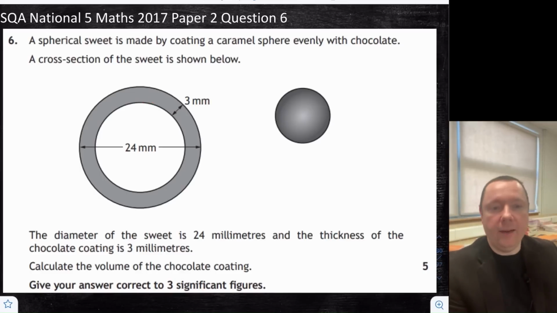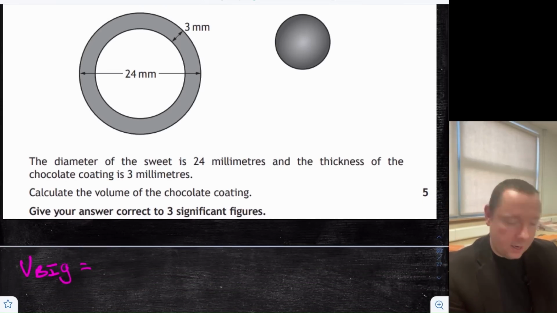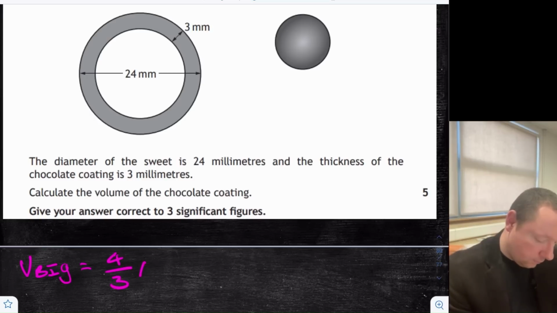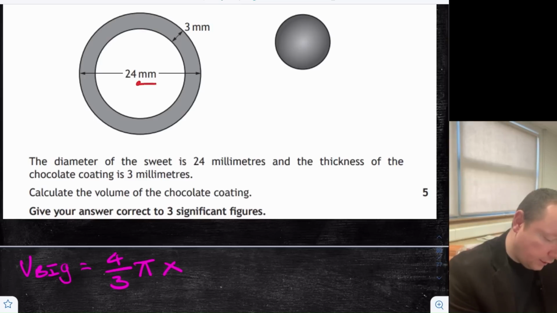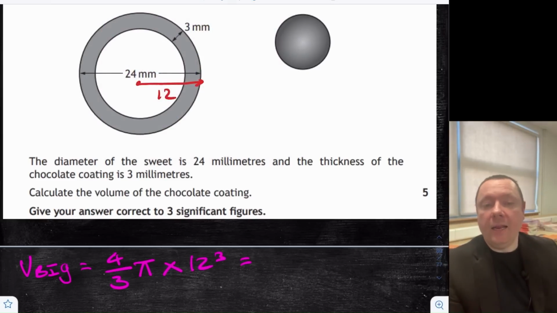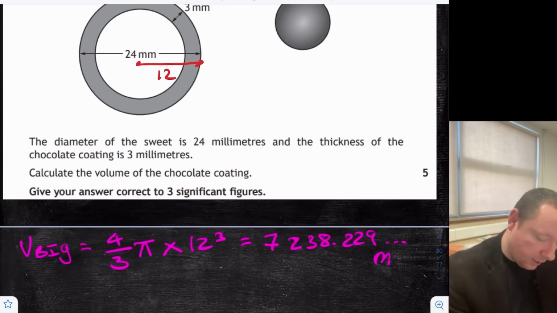So it's a takeaway. So let's do our big sphere first. The volume of a sphere, remember from the start of the exam paper, is 4/3 pi r cubed. 4/3 times pi, and the radius, well, we need to do a bit of maths here, I suppose. If I draw a dot out here and go to here, well, that's half of 24, which is 12. So it's 12 cubed. And that gives us 7238.229 millimetres cubed in this case.